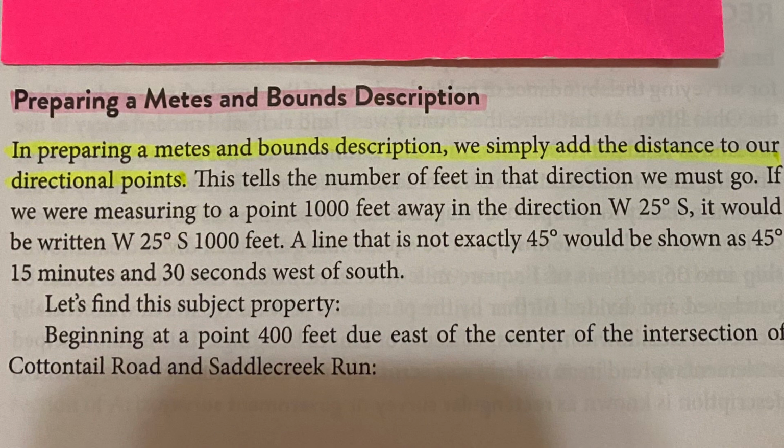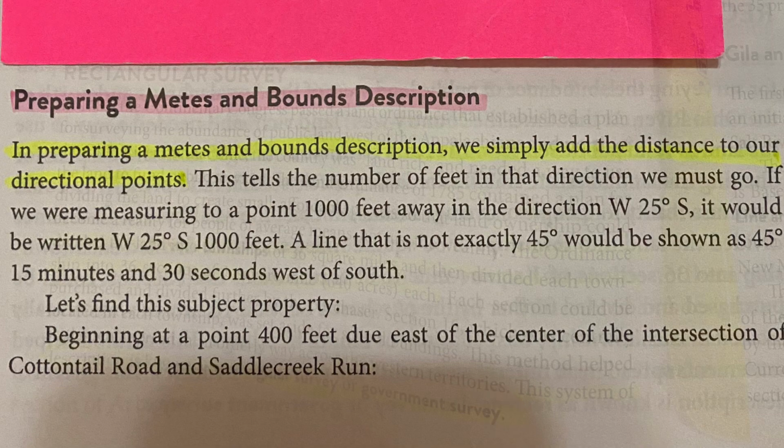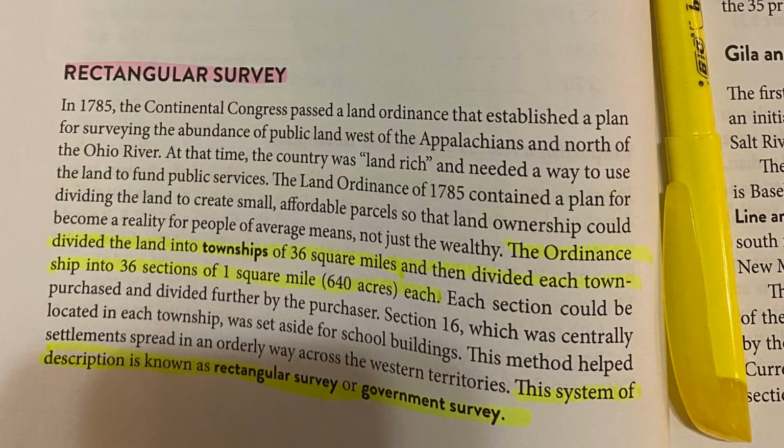Preparing a metes and bounds description. In preparing a metes and bounds description, we simply add the distance to our directional points. Rectangular survey. The ordinance divided the land into townships of 36 square miles and then divided each township into 36 sections of 1 square mile each. This system of description is known as rectangular survey or government survey.